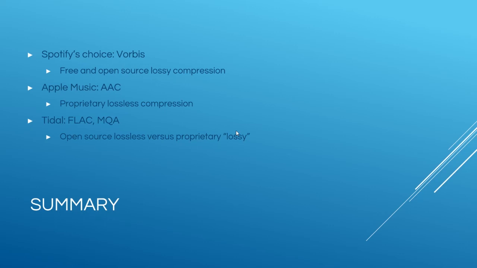Apple's AAC is also lossy, but it is proprietary. And Tidal uses both an open source lossless and a proprietary, quote-unquote, lossy that supposedly sounds better than the rest. There's no best choice, but my personal opinion is that free and open source software is usually the best option, especially in an area related to the music industry in general, which is dominated by a few large corporations.